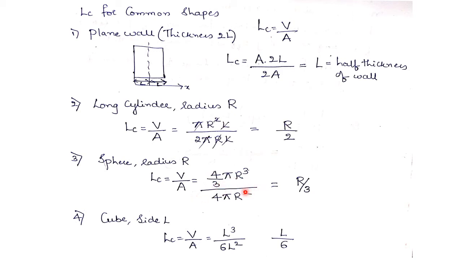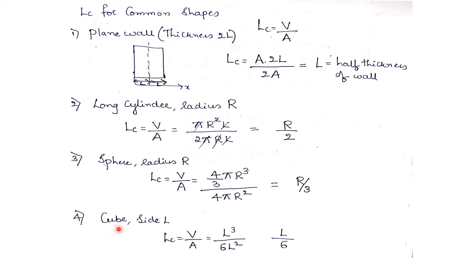Volume divided by surface area of the sphere is given by 4 pi r square. So again this r square and this r square cancel, pi cancels, 4 cancels. So my characteristic length LC for the sphere will be r divided by 3.